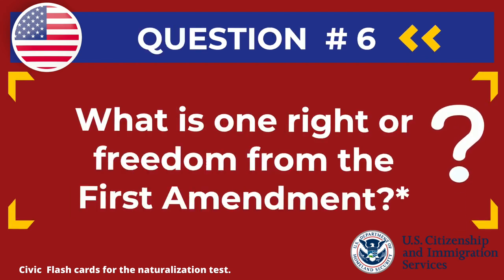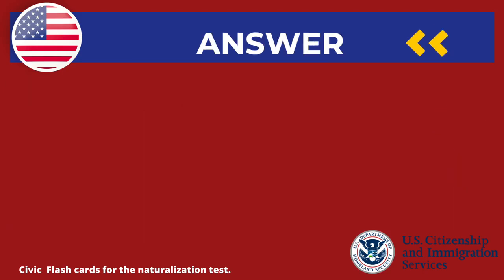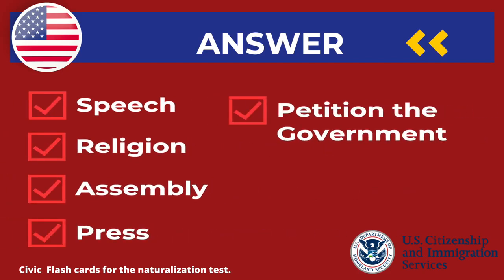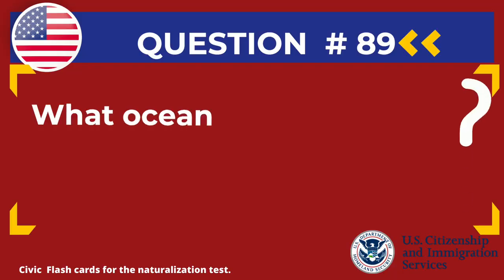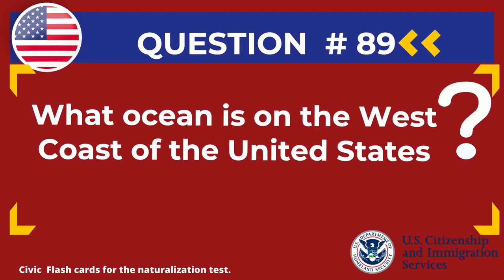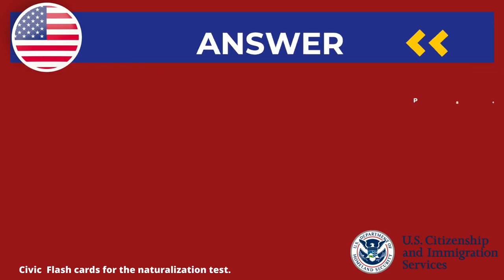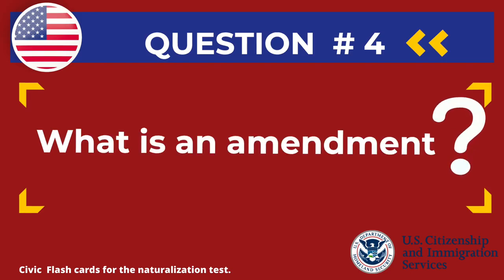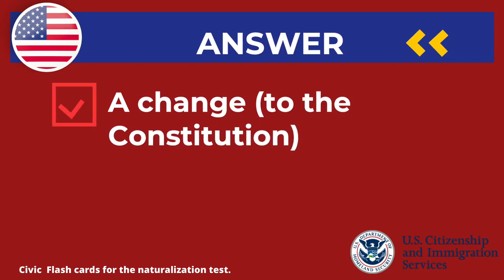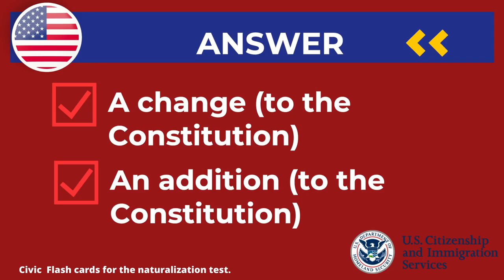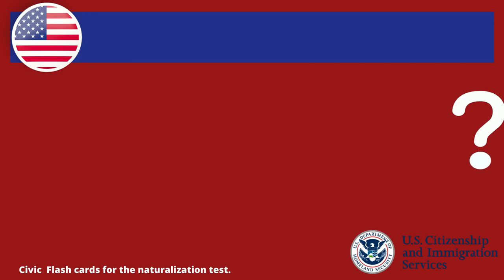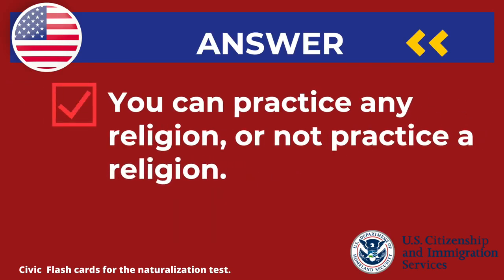What is one right or freedom from the First Amendment? Speech, religion, assembly, press, petition the government. What ocean is on the west coast of the United States? Pacific Ocean. What is an amendment? A change to the Constitution. An addition to the Constitution. What is freedom of religion? You can practice any religion or not practice a religion.